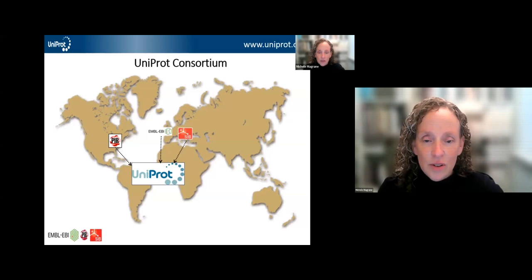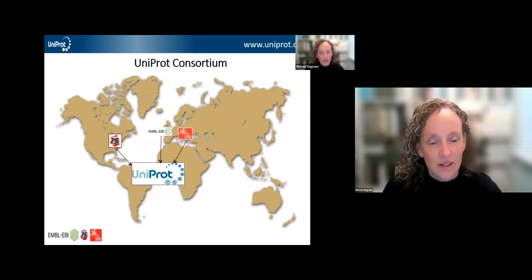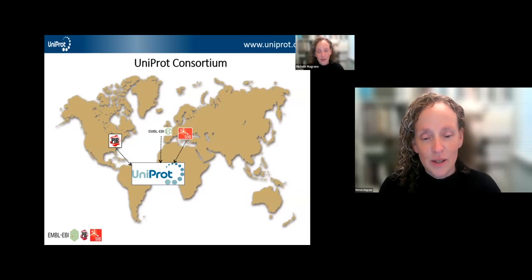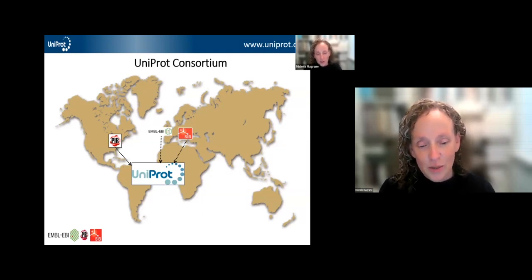And the UniProt resource is produced by the UniProt Consortium, which consists of groups at EMBL-EBI in Hinxton in the UK, at the Swiss Institute of Bioinformatics in Geneva, and the Protein Information Resource at Georgetown University and University of Delaware in the US. The three groups work together to contribute to producing UniProt.